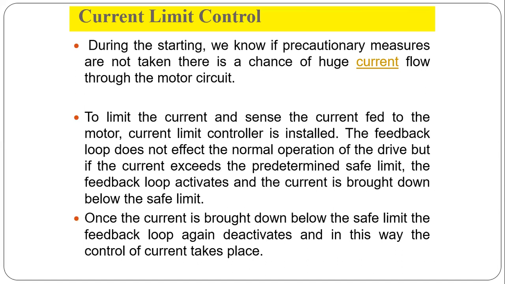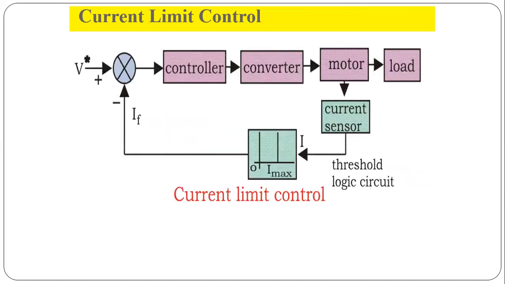The main phenomenon is that once the current is brought down within the safe limit, the feedback loop again deactivates, and in this way the control of current takes place. These are the objectives of this current limit control.